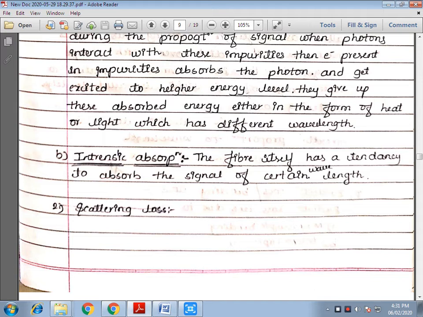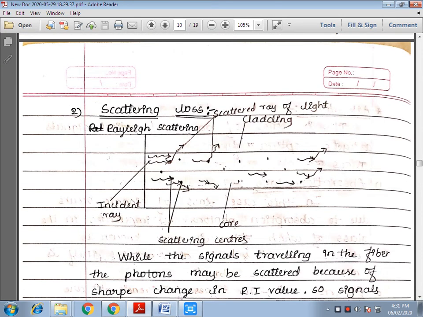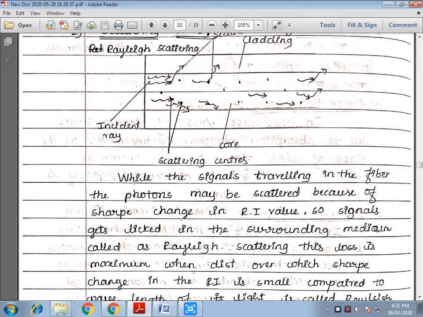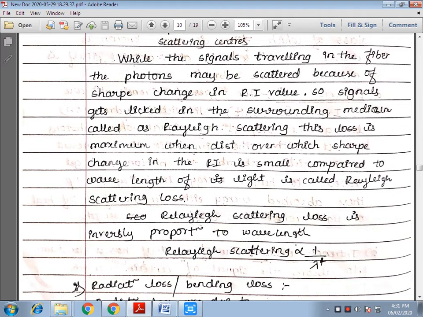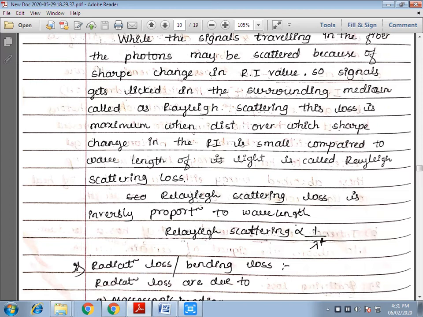Then scattering loss, and here Rayleigh scattering. In the optical fiber, small air bubbles are introduced while manufacturing the optical fiber, that are known as scattering centers. Whenever a photon is incident on these scattering centers, the light will be scattered in a different direction from that of the propagation through the optical fiber, and this corresponds to a loss. This loss mainly depends on the wavelength of incident radiation. Rayleigh scattering is inversely proportional to the fourth power of wavelength.